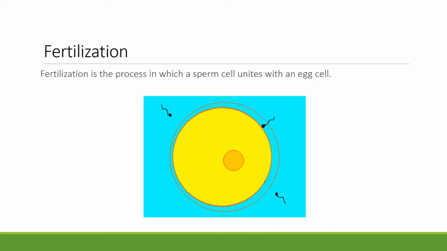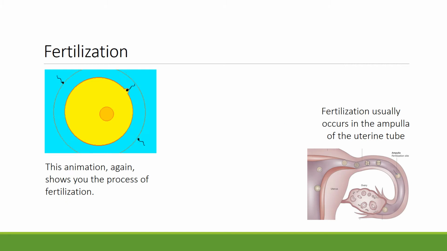The second stage of sexual reproduction is fertilization, and it is marked by the uniting of the sperm cell with an egg cell. This animation illustrates the process of fertilization, which usually occurs in the ampulla of the uterine tube.